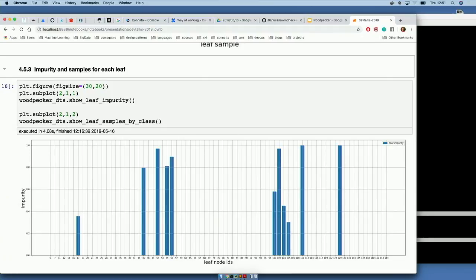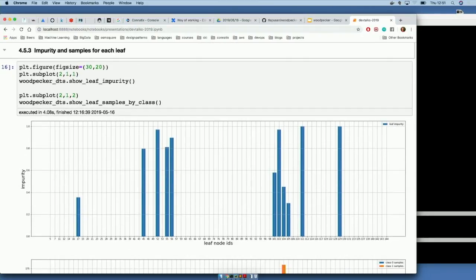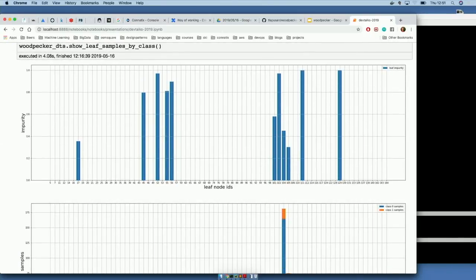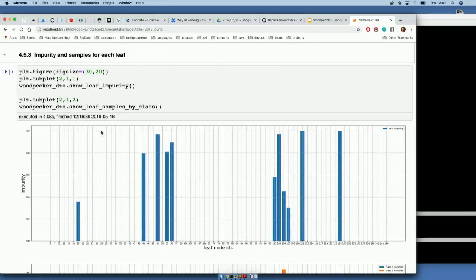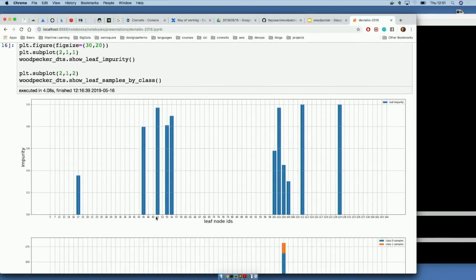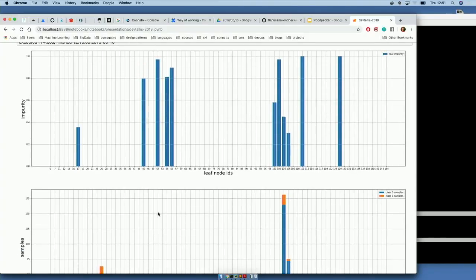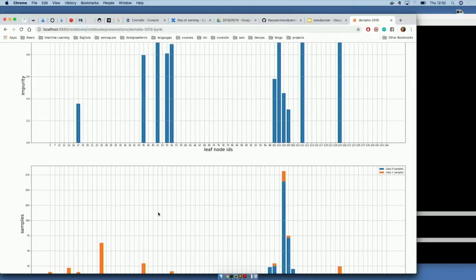In the above two visualizations, we saw a general overview about the impurity and the number of samples from the leaves. But what if you want to see this information on each leaf individually? So I created these two visualizations. In the first one, the X axis represents the node ID, and the Y axis represents the impurity value. So from here it's clear that the majority of leaves have impurity zero, like we saw in the above visualization.